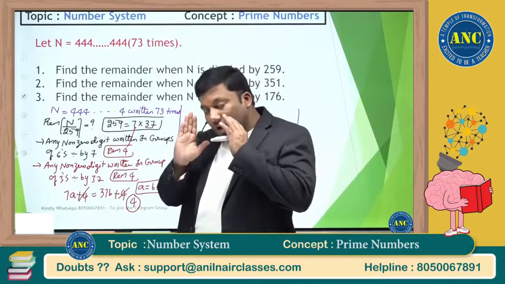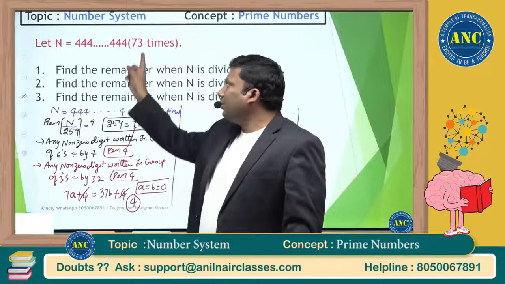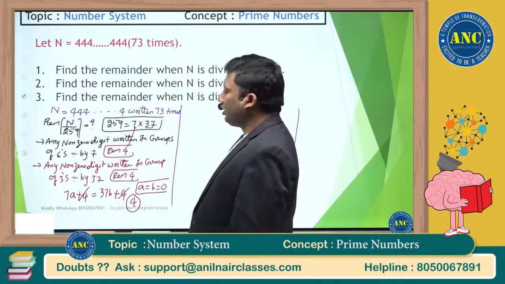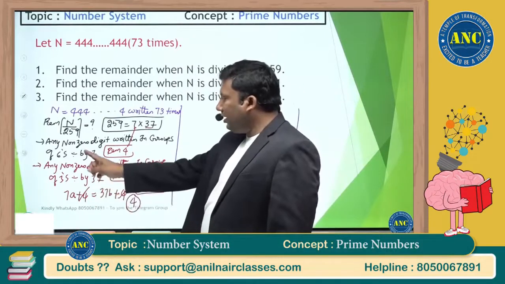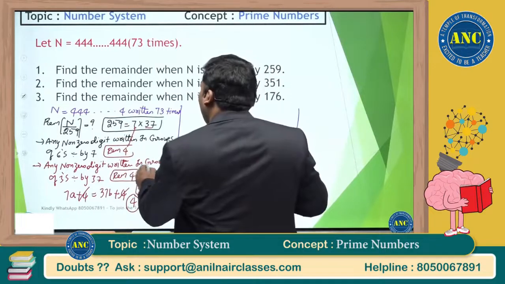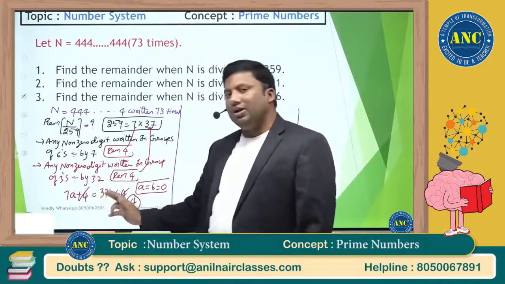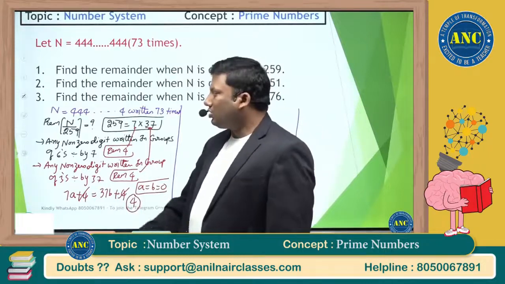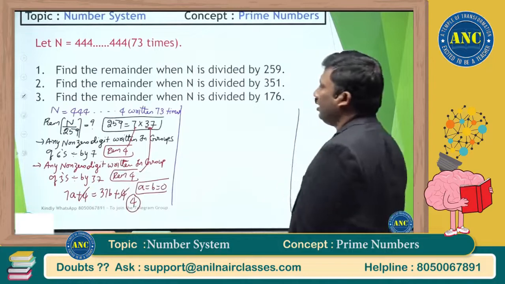Any non-zero digit written in groups of 3s: if written 3 times, it is 0. 3 times 0, 6 times 0, 9 times 0, 72 times it is 0. One 4 is left. So 7a plus 4, when divided by 7, I got a remainder 4. When divided by 37, I got a remainder 4. 7a plus 4 equals 37b plus 4. A is 0, b is 0. Answer for this question is 4. I hope the idea is clear.